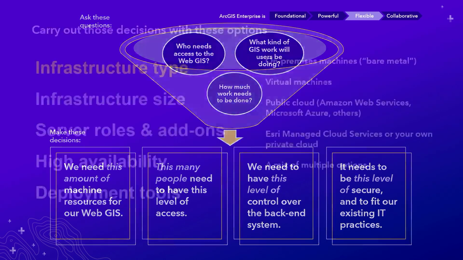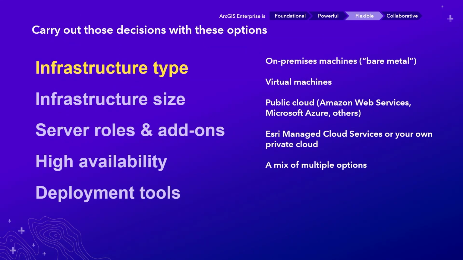So with these questions that Scott went over in mind, you can carry out decisions with these options. When thinking about infrastructure type, do you need an on-premise machine, maybe a bare metal machine right on-prem in your organization? Or could you go with virtual machines, whether that be in Amazon Web Services, Microsoft Azure, anything like that? Perhaps you don't necessarily want to be in charge of managing this. You can leverage Esri managed cloud services on your own or your own private cloud. There's really a mix of multiple options here, and it's really all a matter of what is best for you and your organization.